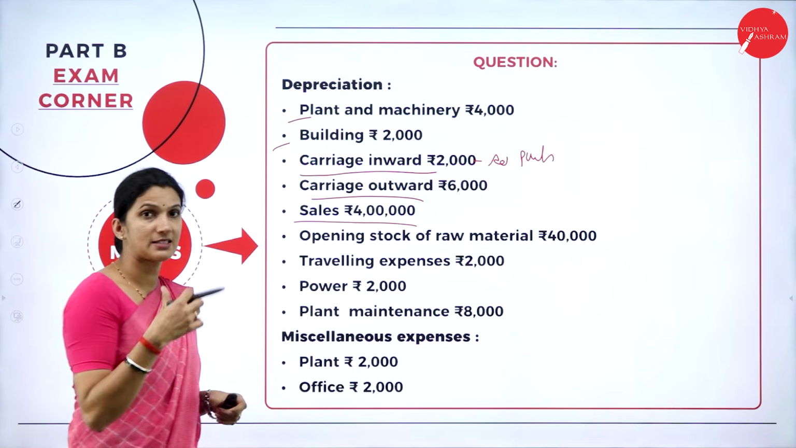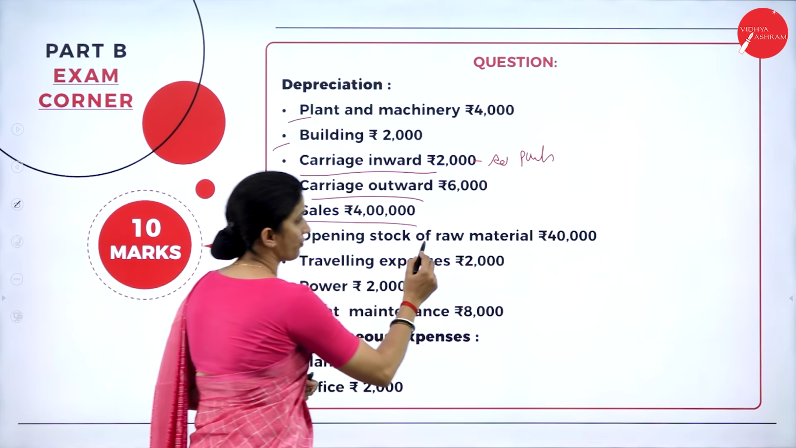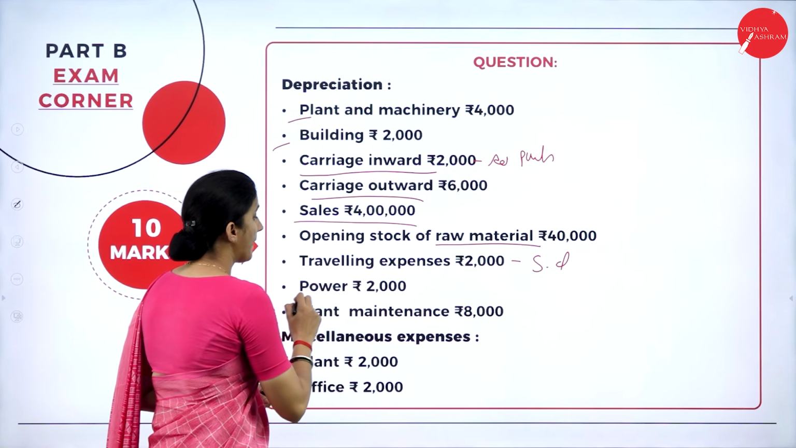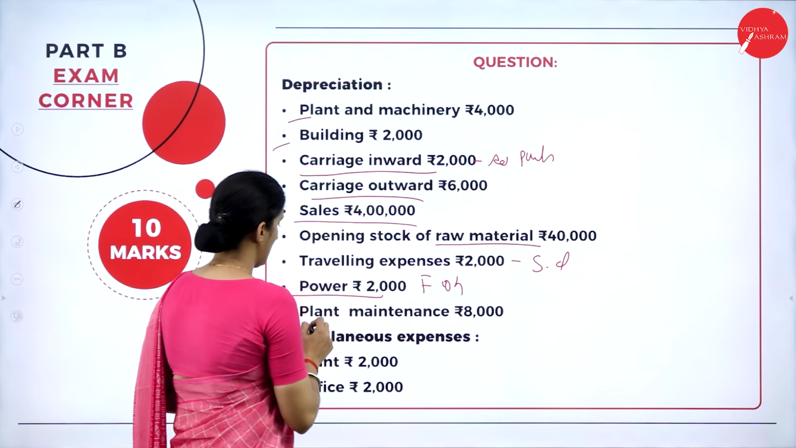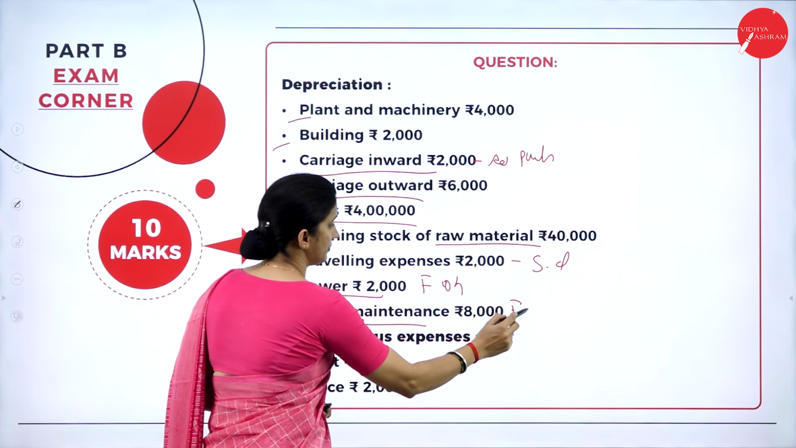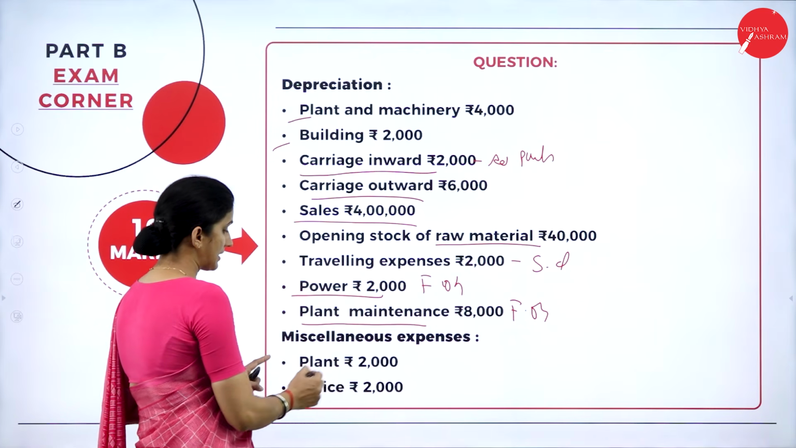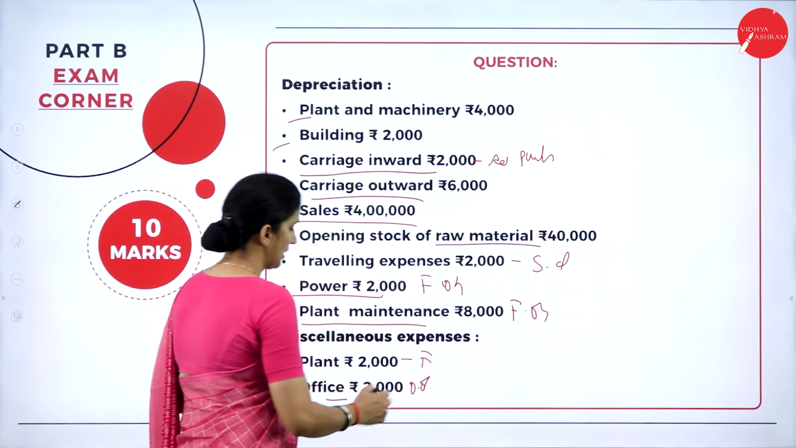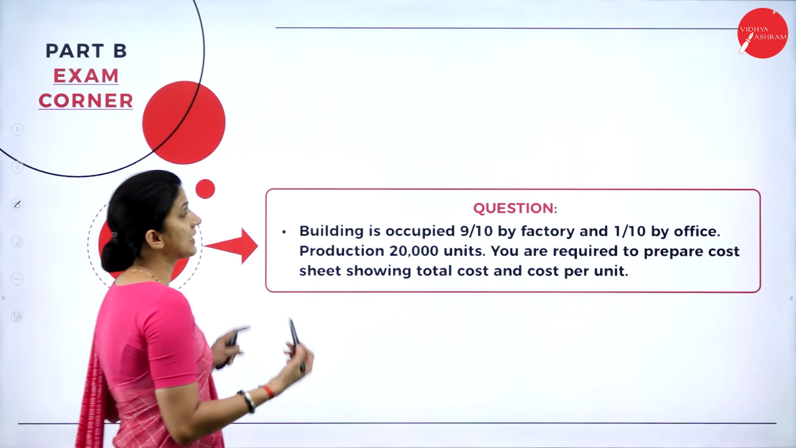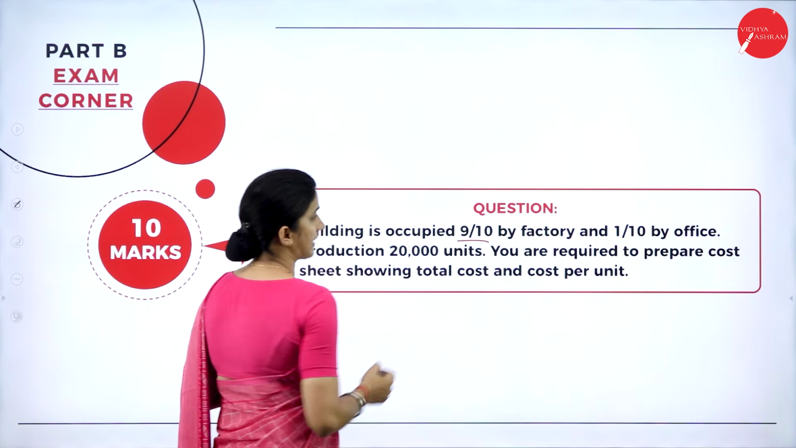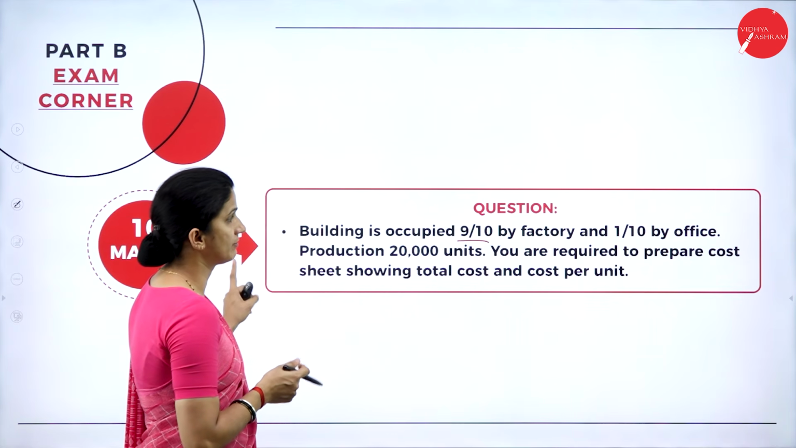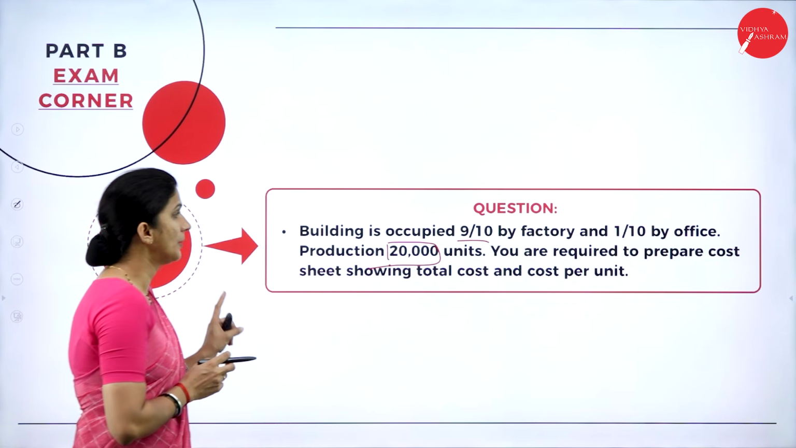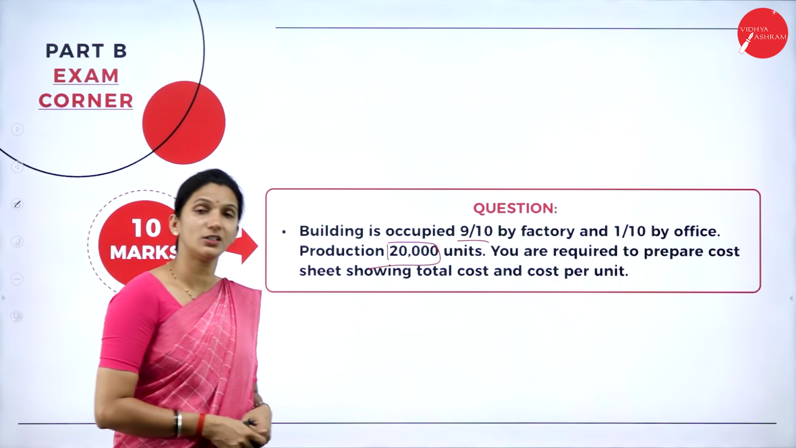Then sales, the final sales amount you have. Then opening stock of raw material is given. Traveling expenses means your selling and distribution overhead. Power means it is factory overhead. Then plant maintenance is the factory overhead. Then miscellaneous charges on plant, it is factory, and office, that means office overhead, 2000. Next, the building is occupied 9/10 by the factory and 1/10 by the office. The production here is 20,000 units. You are required to prepare a cost sheet showing the total cost and the cost per unit.